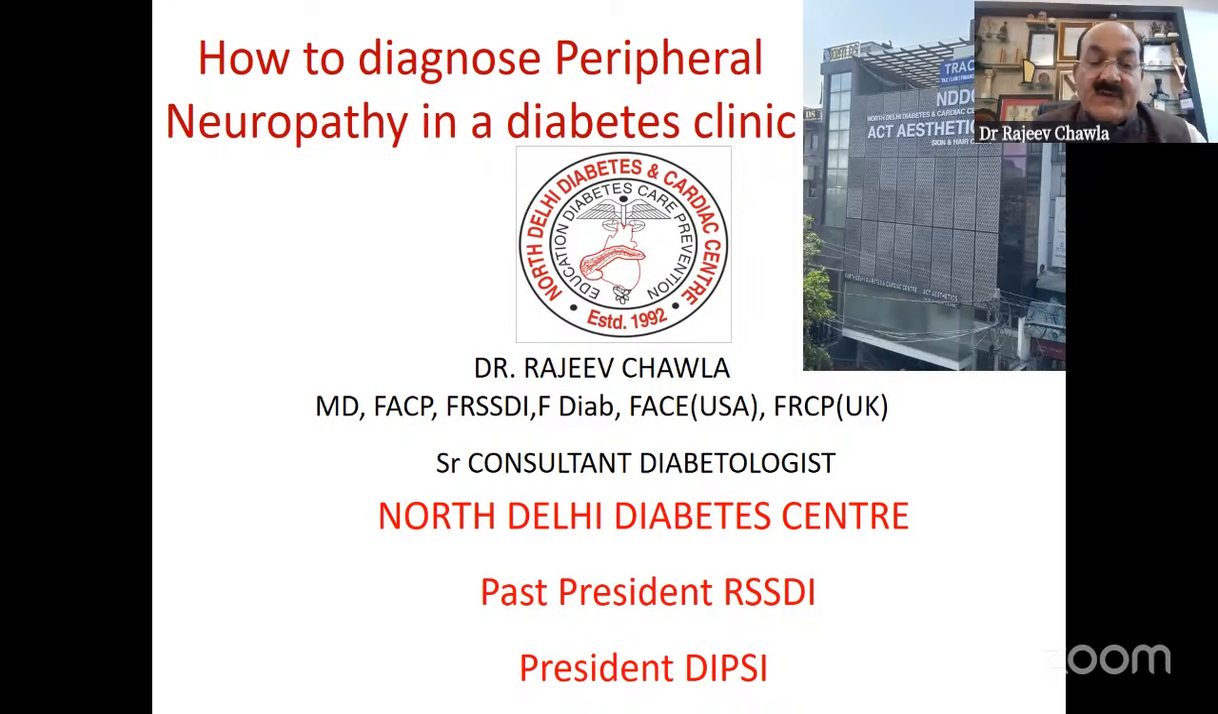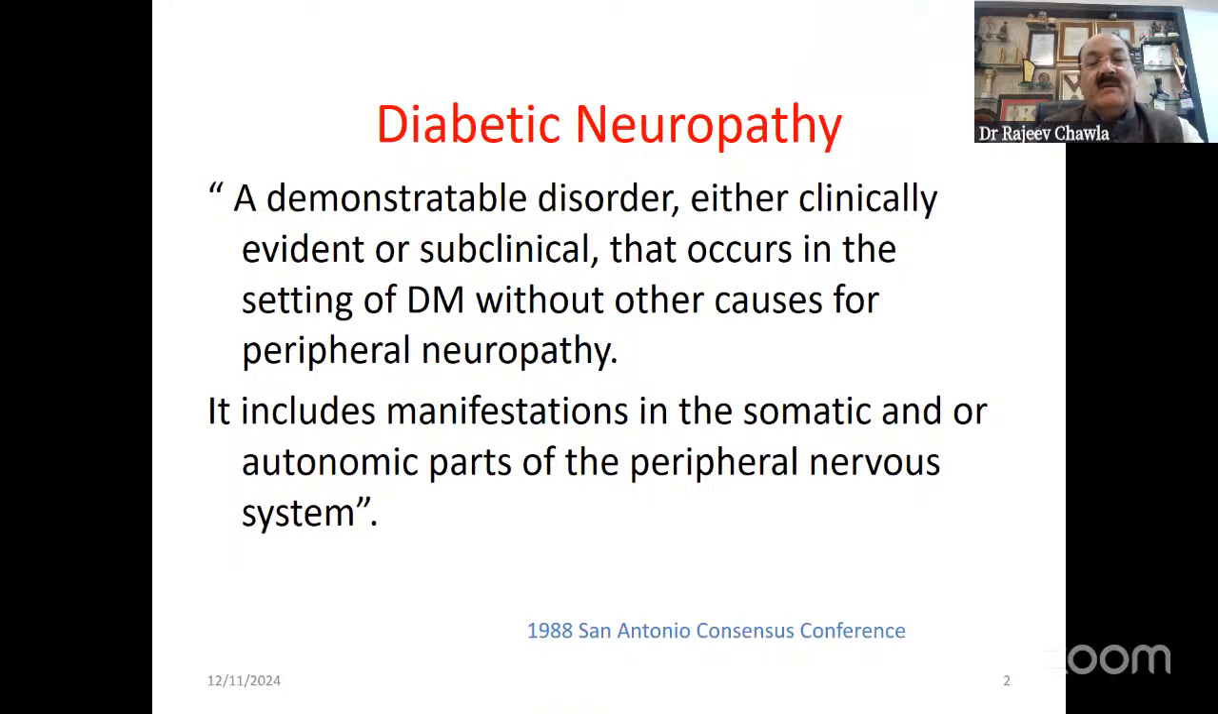Thanks a lot for this wonderful introduction. And the task assigned to me today is how to diagnose peripheral neuropathy in a diabetes clinic or in a diabetes center. And I'll keep it very, very simple for all those physicians and clinicians that if they just spend 2 to 3 minutes in their clinic on the foot, they'll be able to reach the diagnosis of peripheral neuropathy in a patient with type 2 diabetes.